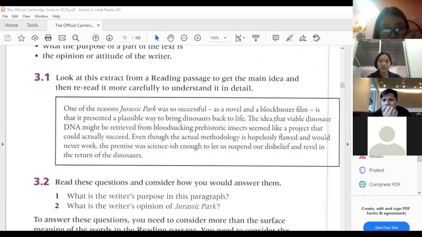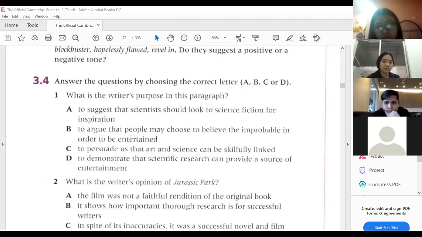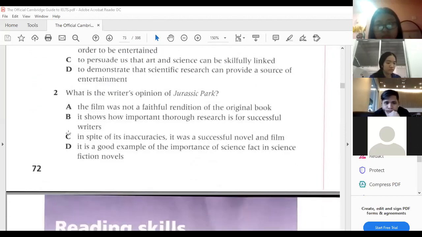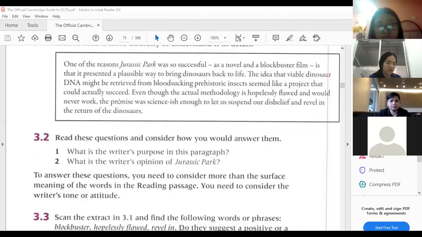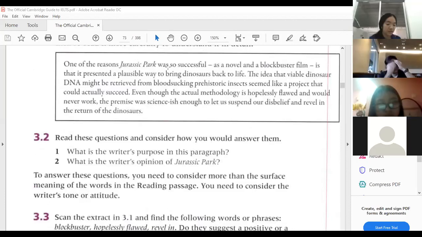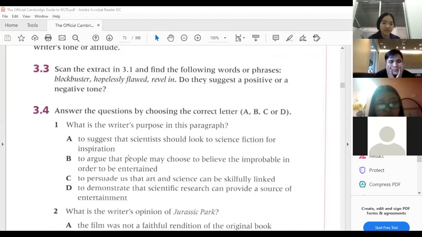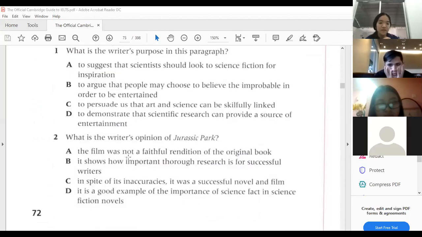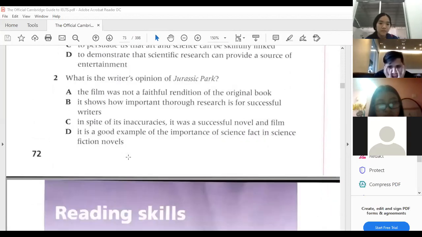Here, the idea is just to bring someone back to life. The writer was just making things up in the book. So not D. The answer is C because of right here. Blockbuster film succeed, right here. So it's C. Don't worry, it's just a short, quick practice. Even though you get the wrong answers, we will practice more. I'll send more to our group chat.